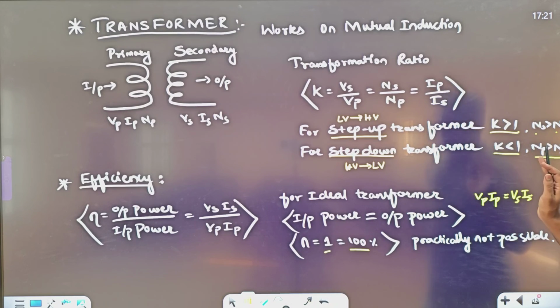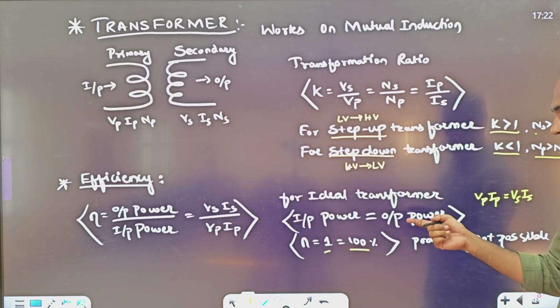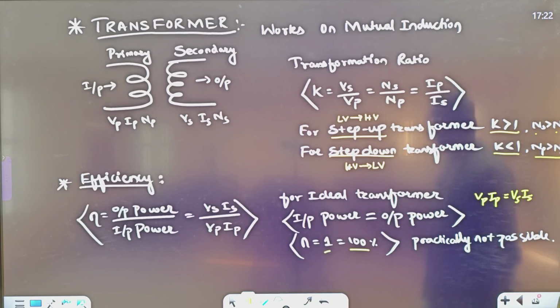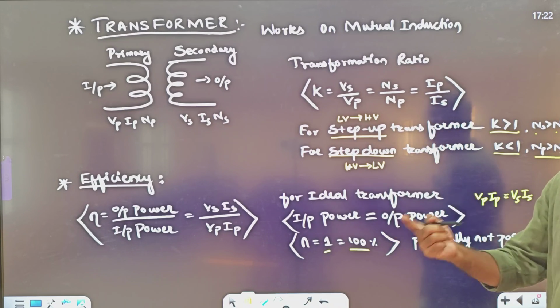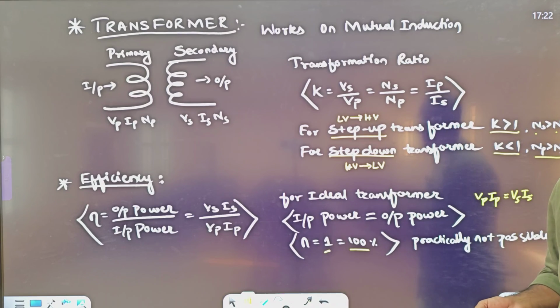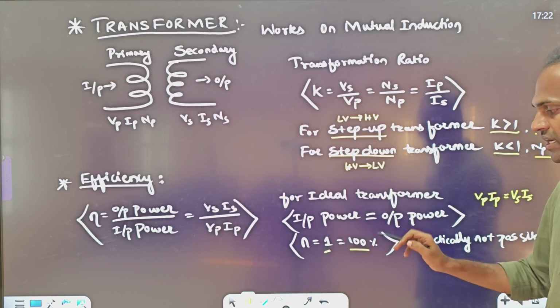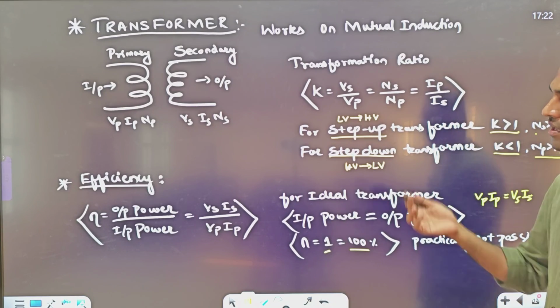Practically there is no transformer which is 100% efficient. So this is just an ideal theoretical concept, right? Only the ideal one has efficiency 1. 1 means 100%, 0.9 means 90%, 0.8 means 80%, 0.7 means 70%. So practically the efficiency of transformers will always be less than 1, meaning less than 100%. Right? So that is all about transformer. Okay, that's all about electromagnetic induction.